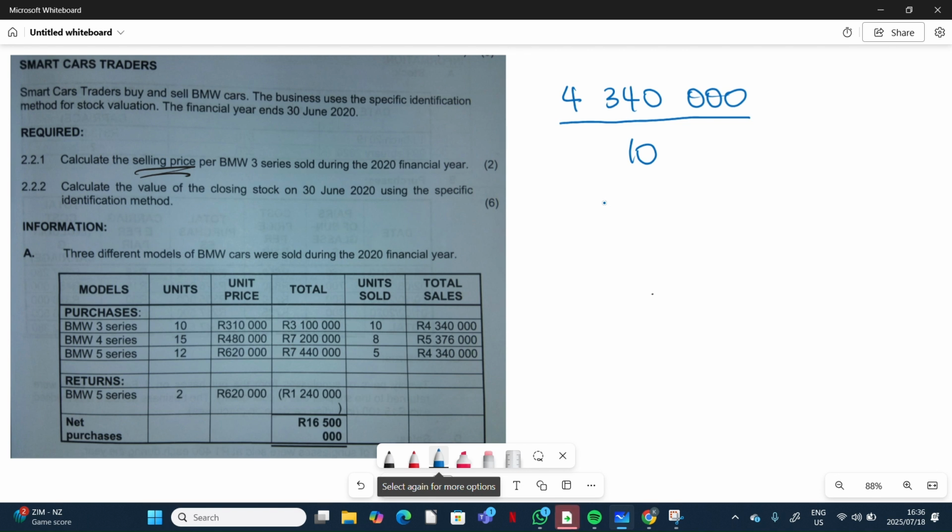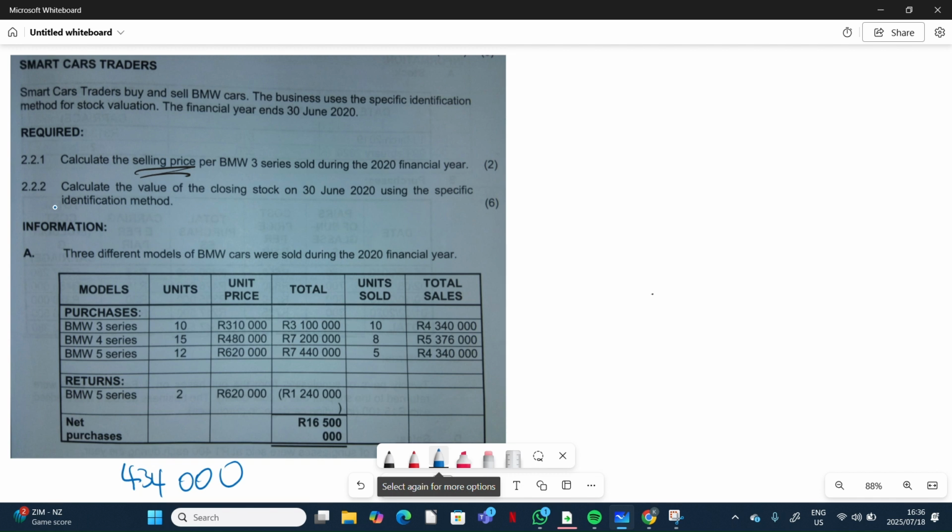So 4,340,000 divided by 10, it tells us that one BMW 3 Series is what? 434,000, right? So meaning that that is the selling price per BMW 3 Series, right? So that's what it means. Remember, the specific identification method doesn't have your carriages, doesn't have all of that. It's just the amount. The amount that you see is the amount that you actually get, basically. So that's the thing right there. Then I'm just going to write it here, 434,000, right?